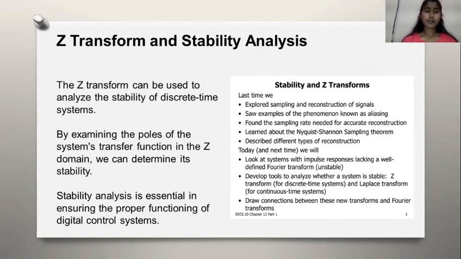Now, Z transform and stability analysis. The Z transform can be used to analyze the stability of discrete time systems. By examining the poles of the system's transfer function in the Z domain, we can determine its stability. Stability analysis is essential in ensuring the proper functioning of digital control systems. Stability and the Z transforms. Last time we explored sampling and reconstruction of signals, and we saw examples of the phenomenon known as aliasing.